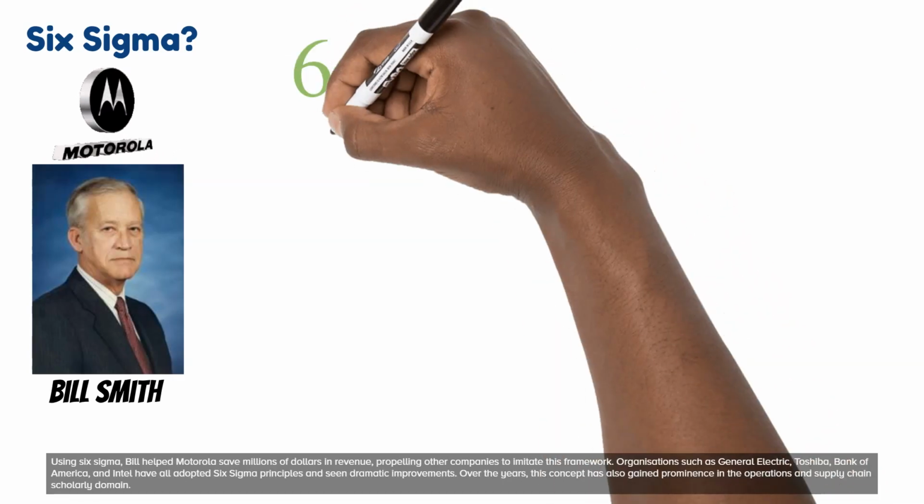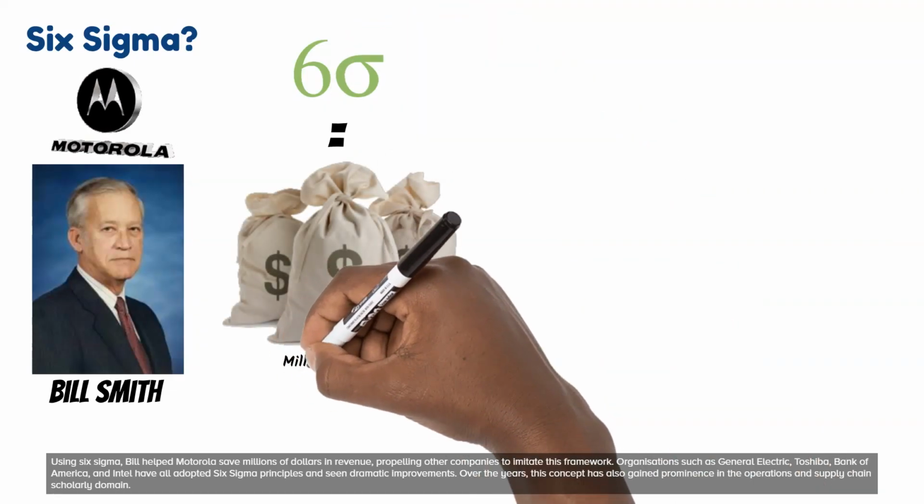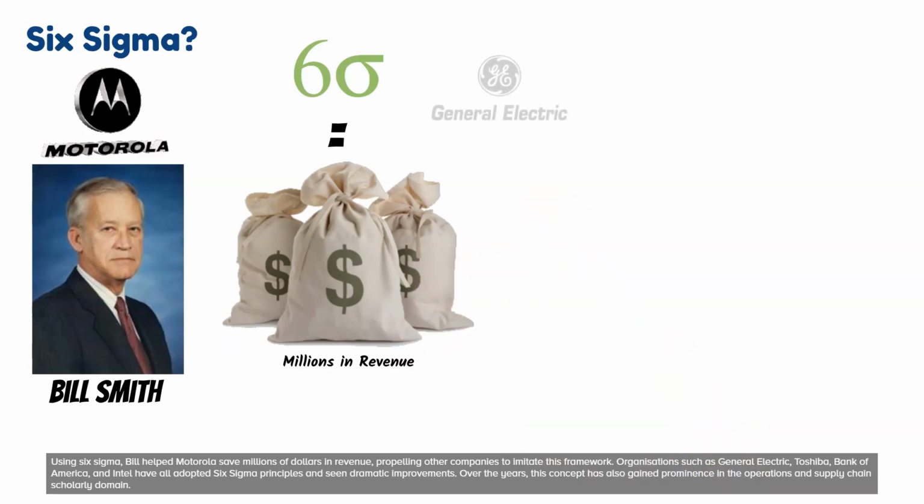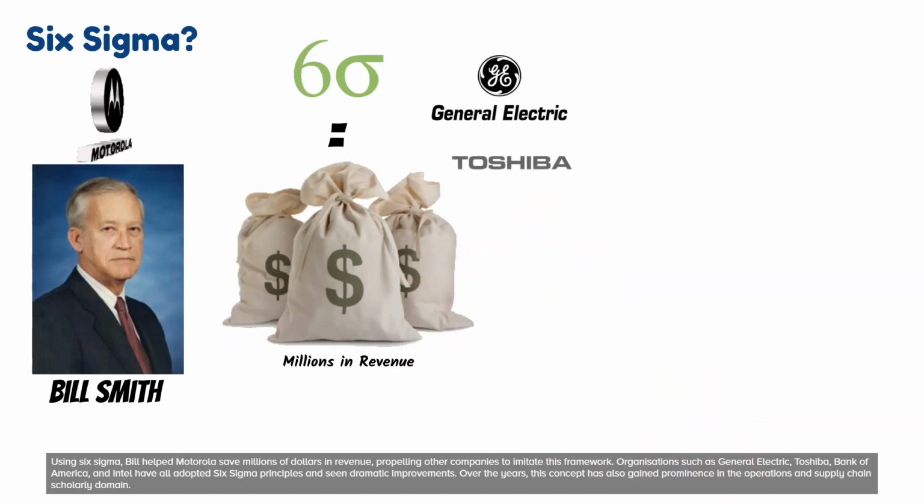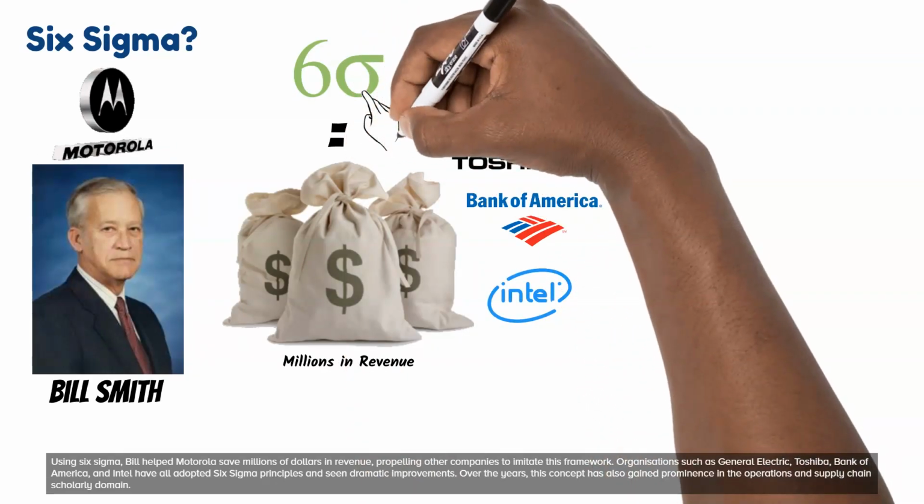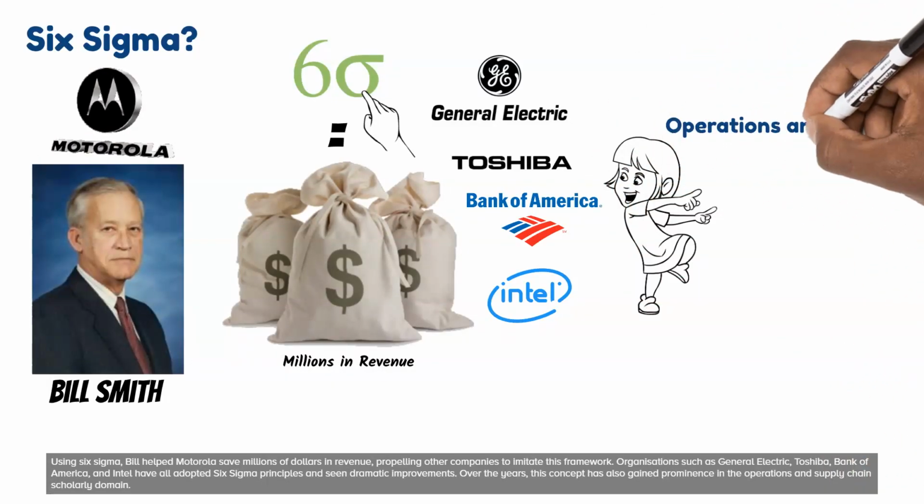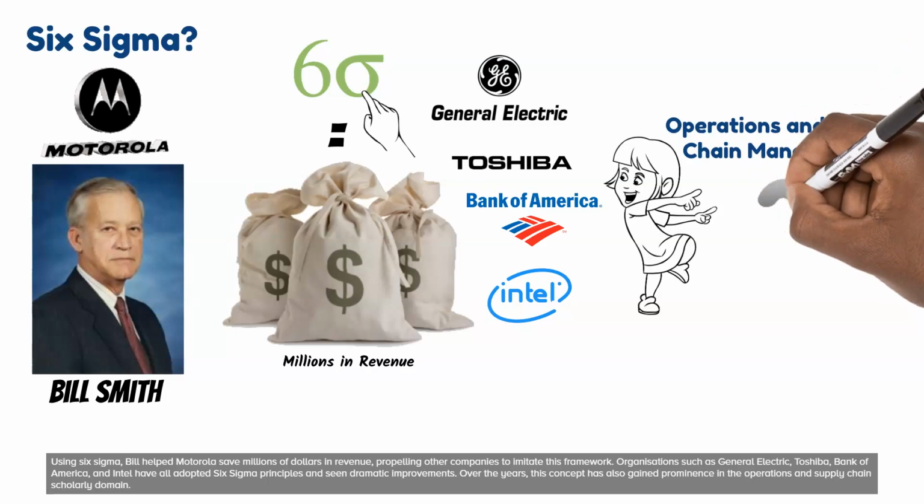Using Six Sigma, Bill helped Motorola save millions of dollars in revenue, propelling other companies to imitate this framework. Organizations such as General Electric, Toshiba, Bank of America, and Intel have all adopted Six Sigma principles and seen dramatic improvements. Over the years, this concept has also gained prominence in the operations and supply chain scholarly domain.